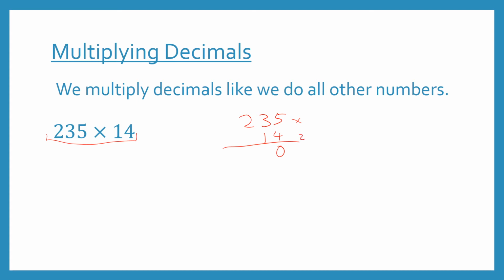Then finally, we add these numbers together. 0, 9, 2, 3. So we'd end up with the answer 3,290.